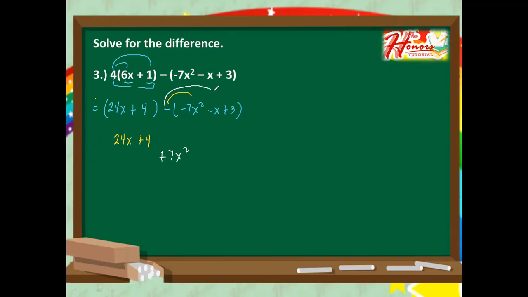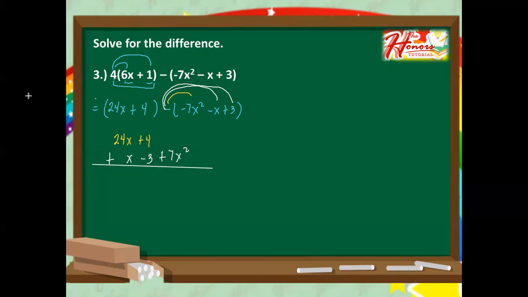Next, negative times negative x, that's positive x. Let's write it here. They are similar terms. Why? Because their variables, which is x, are the same, and their exponents are the same, which is 1, but you cannot see it. It's invisible. Next, negative times positive 3 is negative 3. So we will write it here below positive 4 because they are both constants.